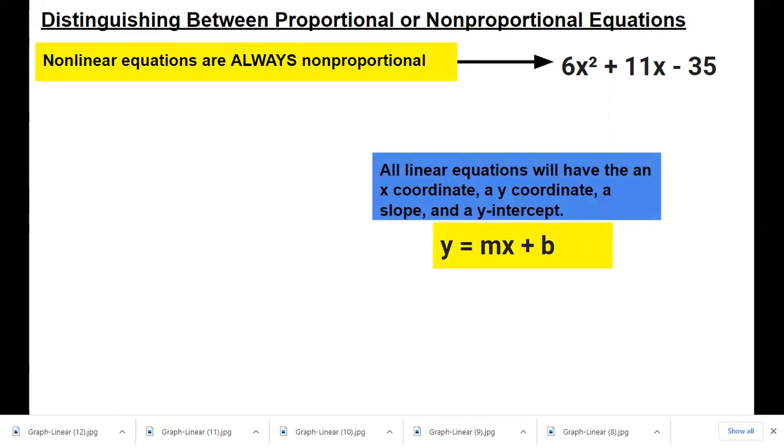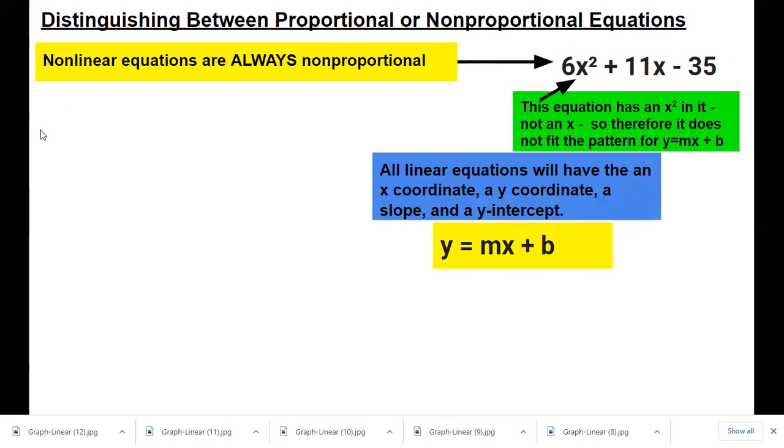All linear equations will have an x-coordinate, a y-coordinate, a slope, and a y-intercept. This is the format for linear equations. This is the format for quadratics. A little out of order there. That one says it has an x squared. I already talked about that.